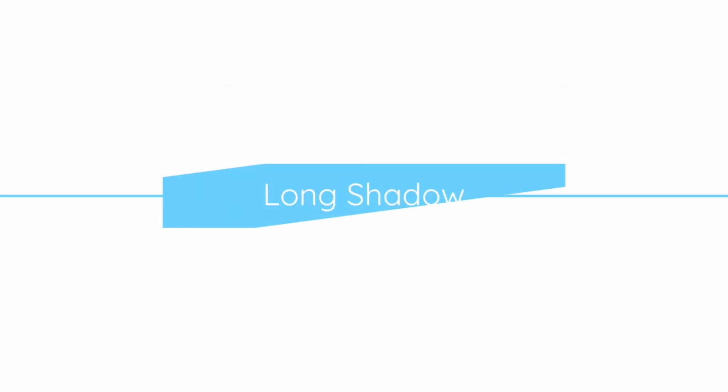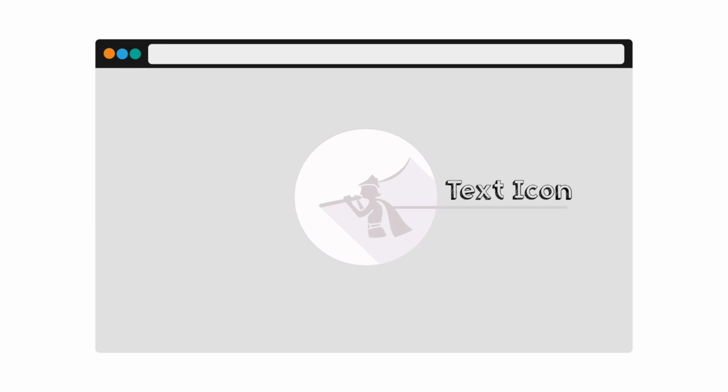Long shadows are a pretty simple way to bring life to your icons. And it is also pretty simple to make long shadows using CSS and JavaScript. Just in case you're wondering what we're gonna make, have a look. And what's that image? That's actually a font icon. Now that we know what we're gonna make, let's go get coding.